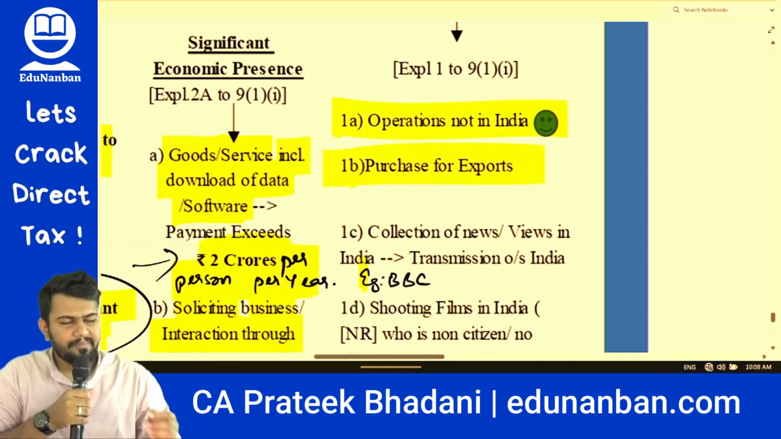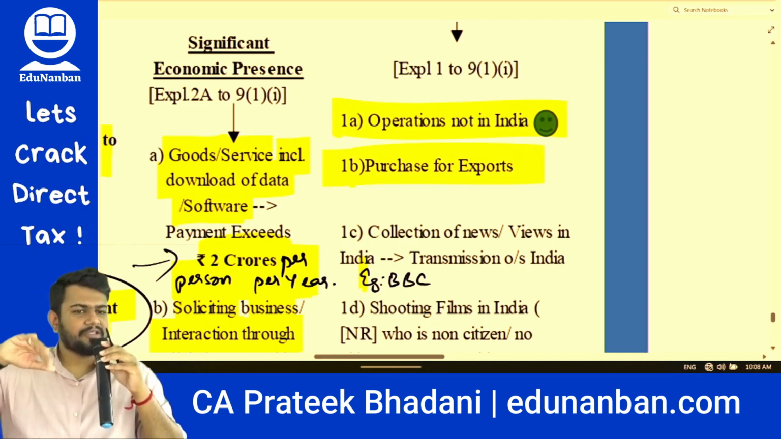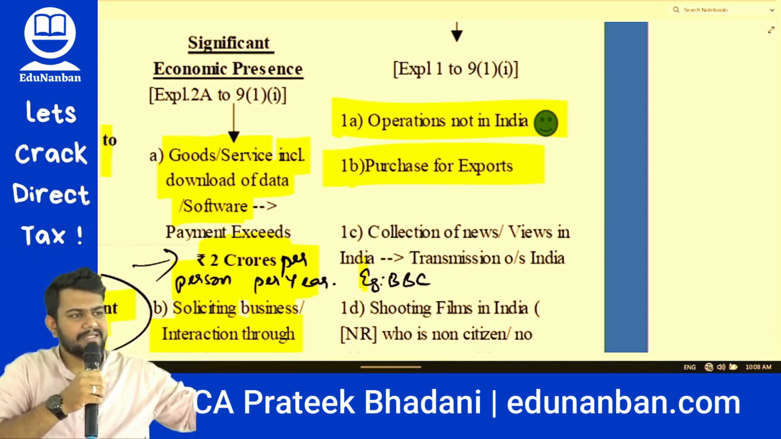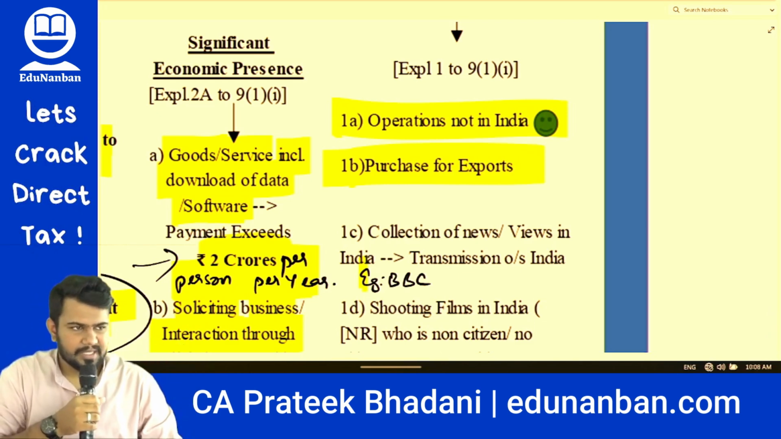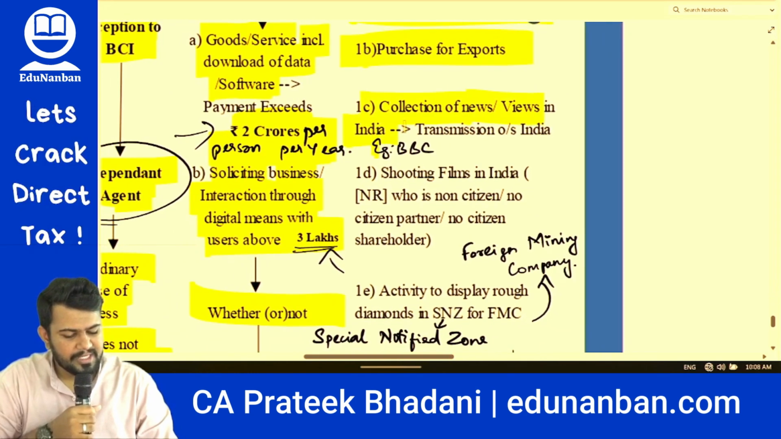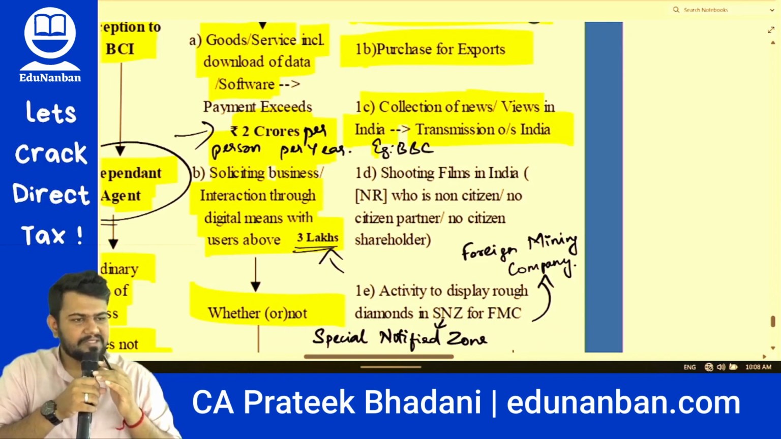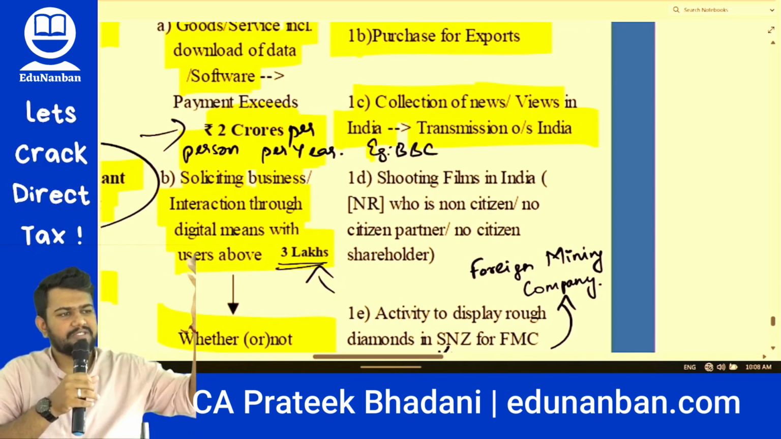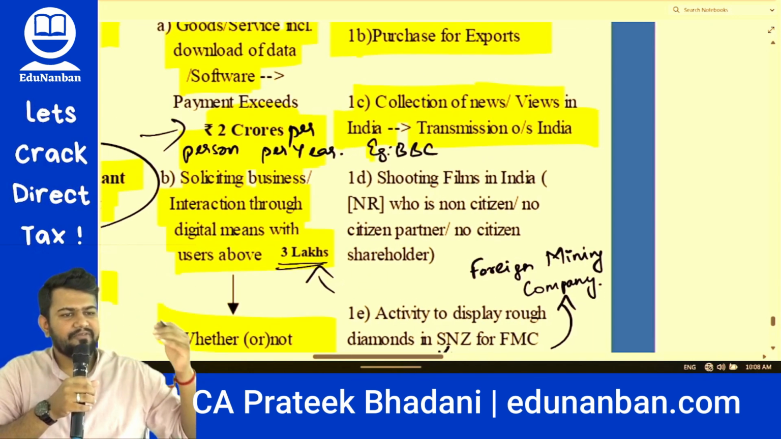Next, if a person is purchasing for the purpose of export, it means what? Importing and then exporting. Such transactions are not business connection in India. Next, collection of news or views in India for the purpose of transmission outside India. So transmission is done outside India for news and views collected in India.